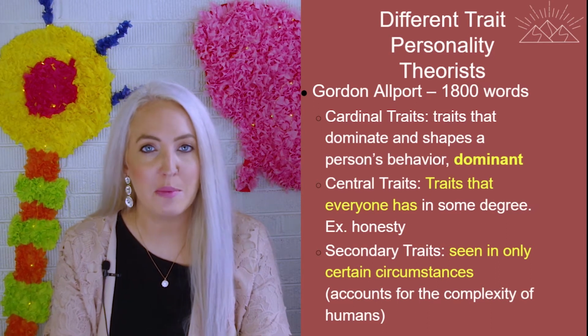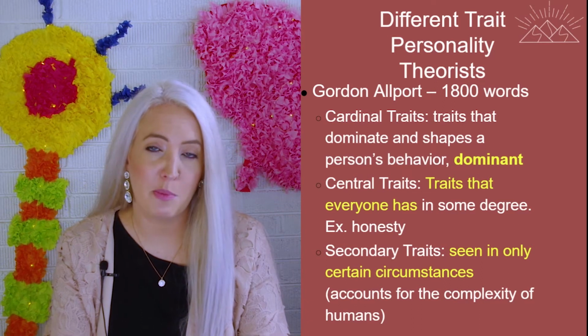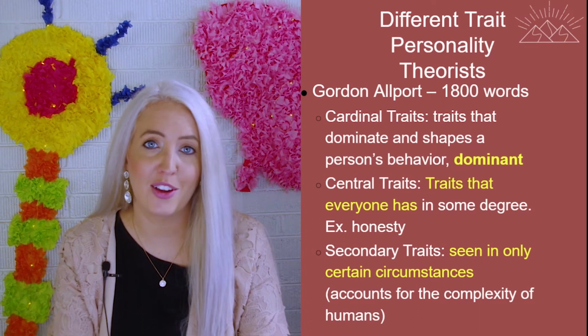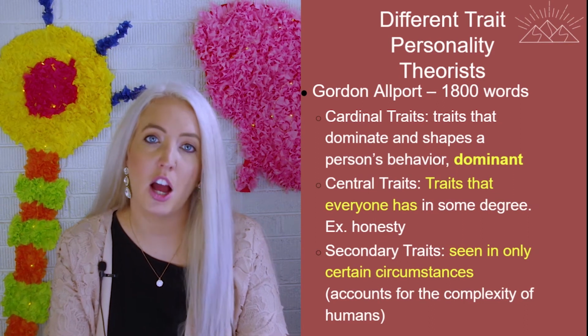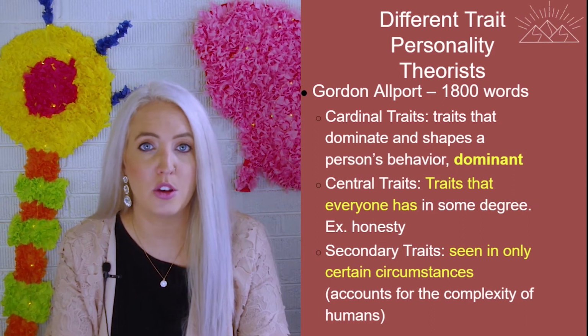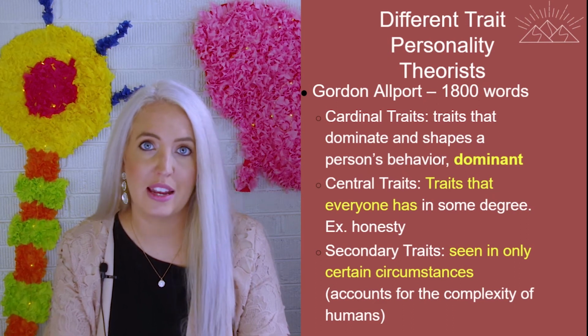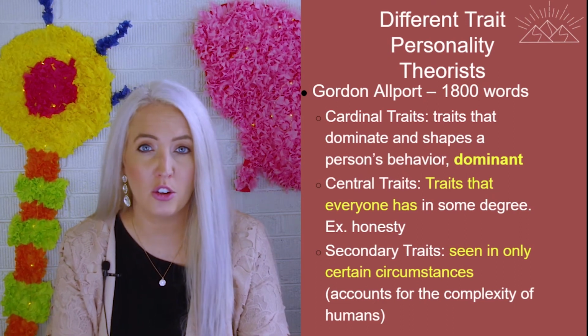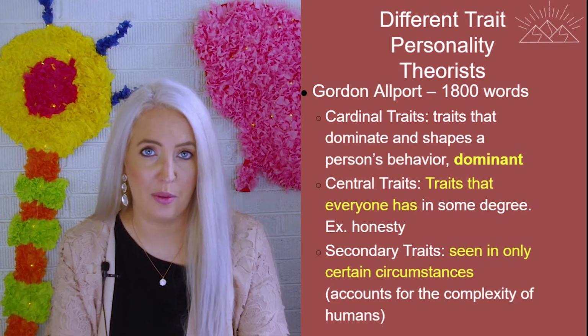So trait theory really begins with a man named Gordon Allport. For a mnemonic to help you remember Gordon Allport, I think Allport used all the words, 1,800 different words that he would use to describe personality. He broke personality traits into what are known as cardinal traits and central traits, and then secondary traits as well.